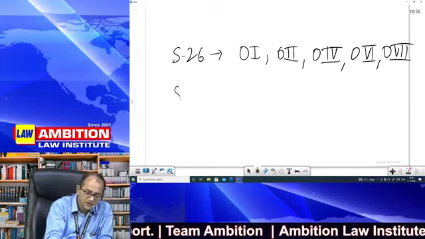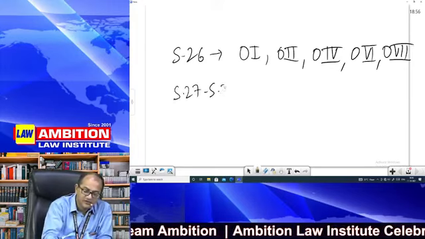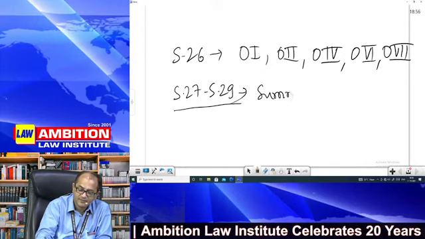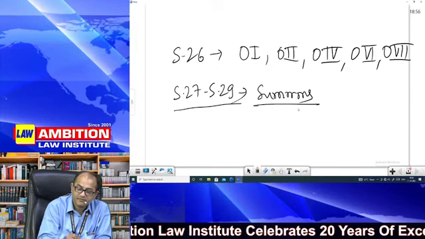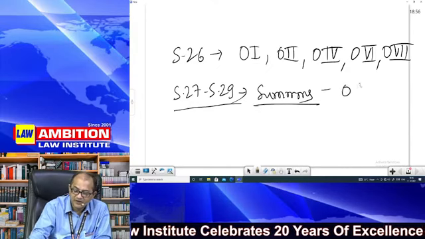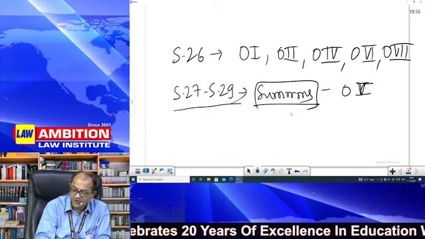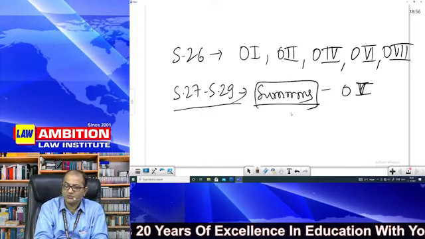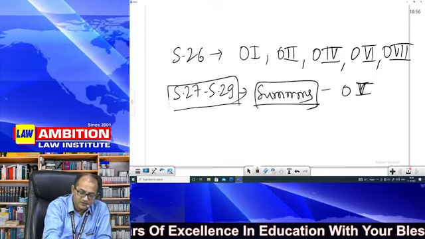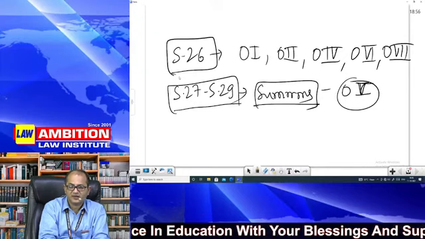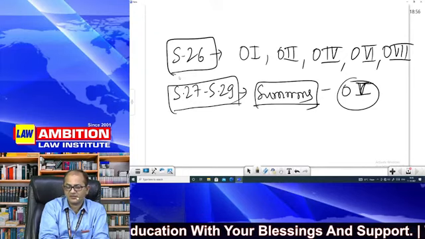Now similarly, section 26 to section 29, summons is issued. So obviously I will read it with order 5. It will automatically tell you what task I had given you, that you please find which sections are related to which order. This is a very interesting journey. It's a very interesting exercise.